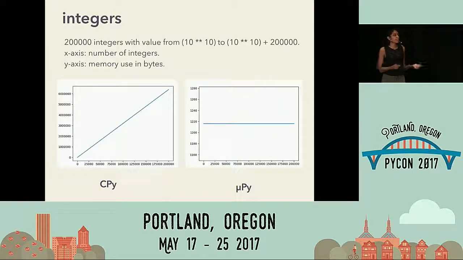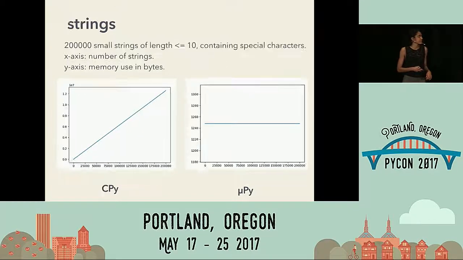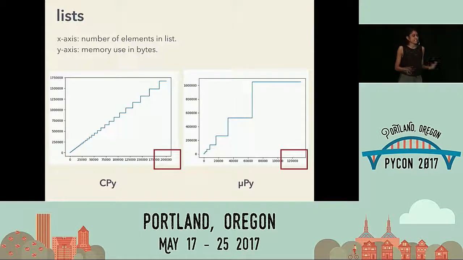So this is what the graph looks like for integers. The exact numbers don't matter a whole lot. What matters is the shape of those lines, right? MicroPython's is nice and flat, and CPython's solidly trends upwards. Strings look the same. And lists. Lists look more similar, but they have the strange step function, which is also interesting.